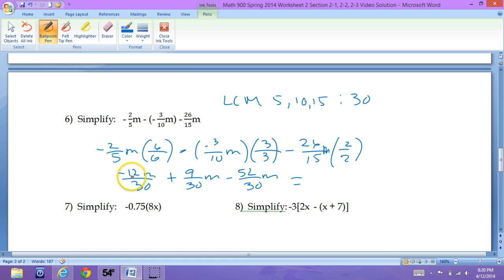And now we have to start adding. Negative 12m plus 9m is negative 3m. Negative 3m minus 52m is negative 55 over 30m. But this isn't simplified because both of these have a factor of 5 at least. Let's do the 5 first and see where it goes. Negative 55 divided by 5 is negative 11. 30 divided by 5 is 6. And 11 and 6 do not share any common factors. And so now this is simplified.